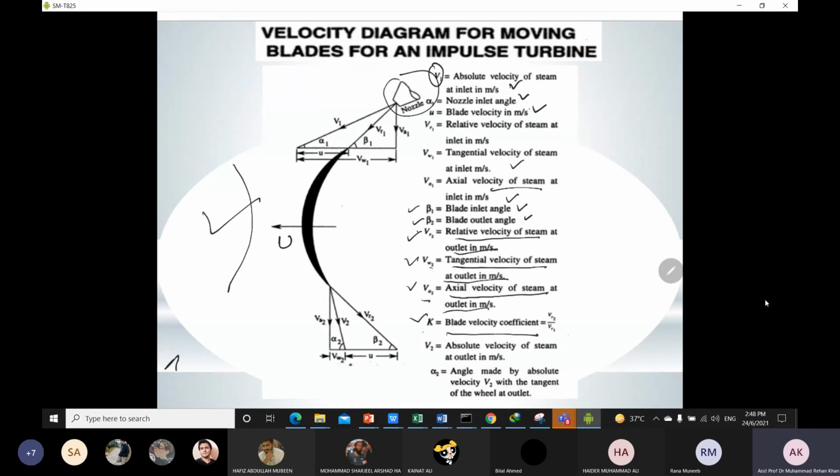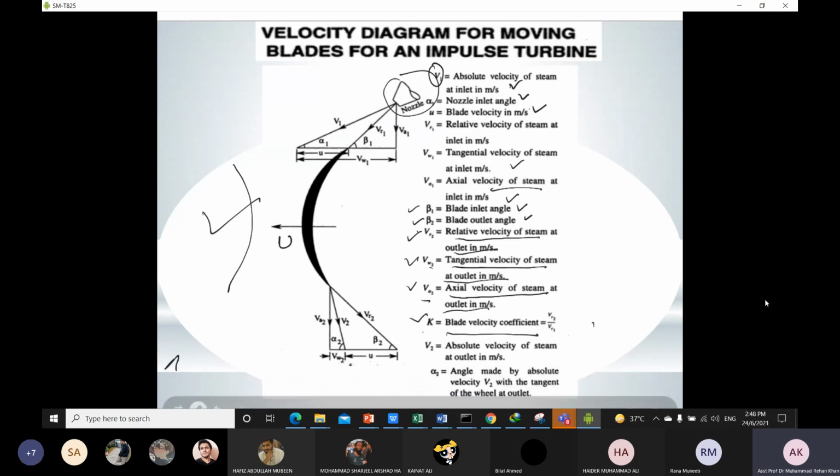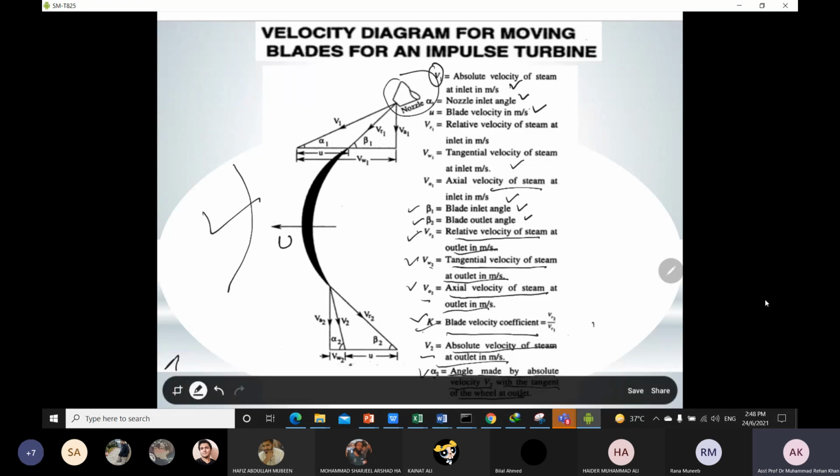This blade velocity coefficient is basically only used if we are considering there is friction. If we are considering there is no friction, and in most cases for analysis purposes we consider that there is no friction, then we do not need to consider this K. Then we have V2, the absolute velocity of steam at outlet, and alpha 2, the angle made by absolute velocity V2 with the tangent of the wheel at outlet. So these are all the parameters which come from the velocity diagram of the moving blade for an impulse rotor.